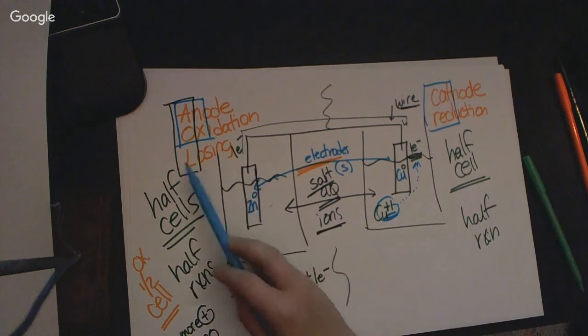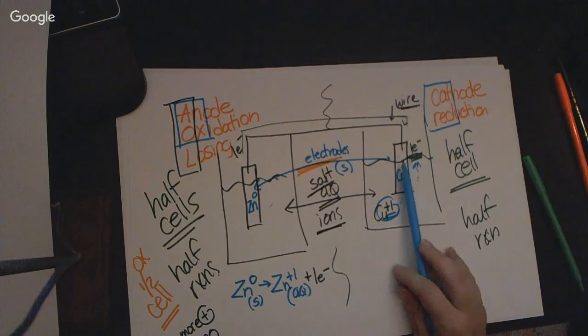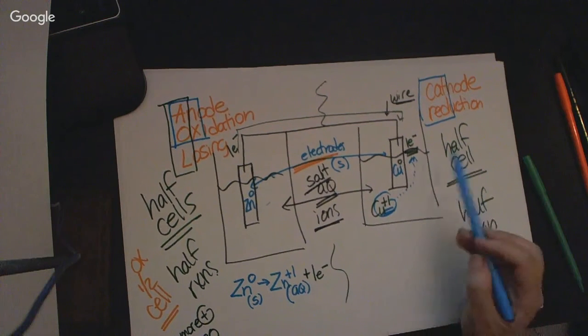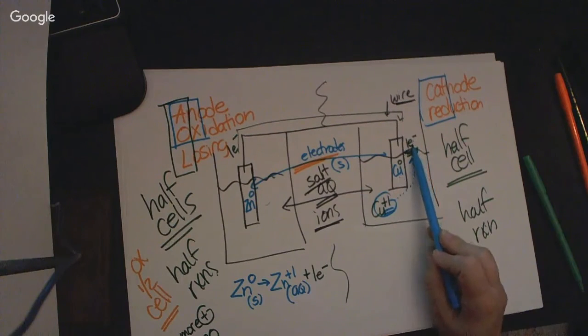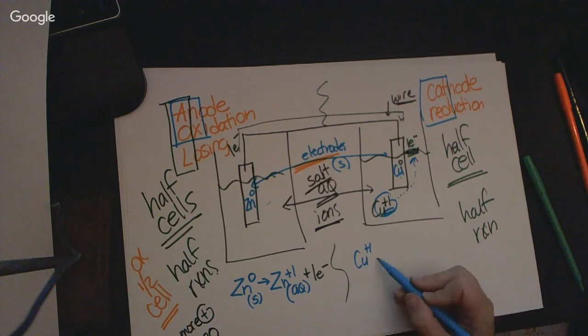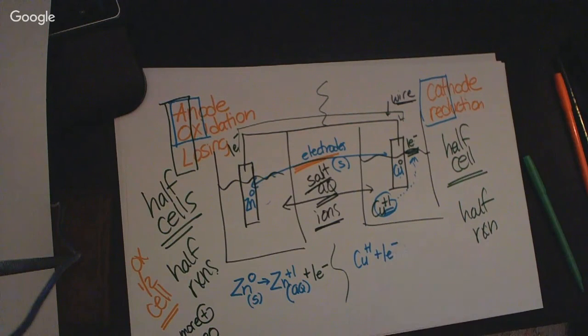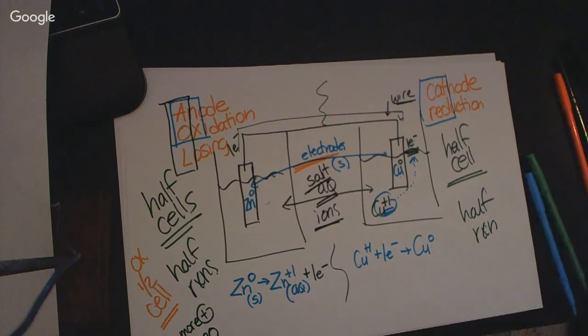When the electrons leave the anode, they pass through the wire, and they arrive downtown at what I call Cathode Town's bus stop. The electrons are not attracted to the copper atoms, but they are attracted to the copper ions in the solution, and those electrons are picked up by the copper +1, and they are becoming copper 0.